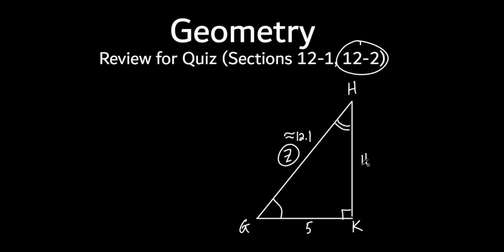11 is opposite. Okay? What is the 5? The 5 is adjacent. Which trig function uses opposite and adjacent? The tangent, right, the TOA. So, TOA, T-O-A. That's how you know you're going to use the tangent to find angle G. Any questions on that? Now's the time to ask.